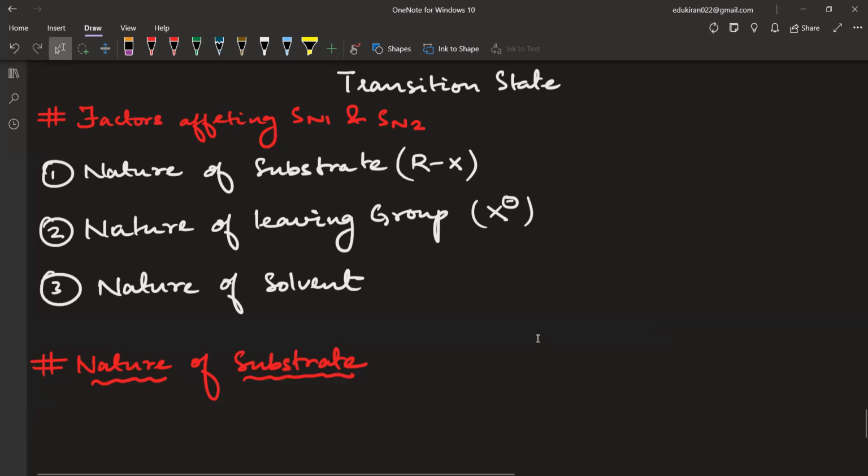Factors affecting SN1 and SN2. That means how the nature of substrate is affecting the reactivity or the rate of how fast the particular SN1 or SN2 is going on. These factors affect the rate of reaction, how fast the reaction is going on. So, nature of substrate.